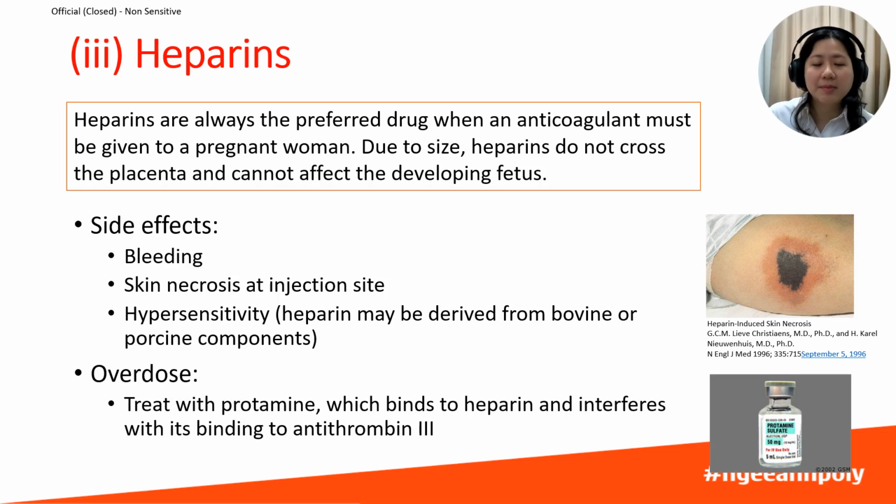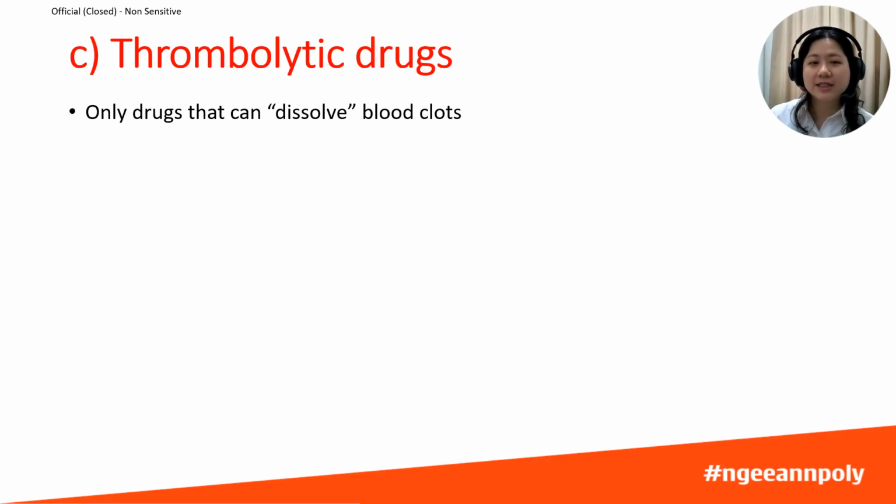In the event of heparin overdose, protamine is given. Protamine binds to heparin and interferes with its binding to antithrombin 3, thus reversing its anticoagulant effects. Finally, let's look at thrombolytic drugs. These are the only drugs that can dissolve the blood clots. In comparison, the antiplatelets and anticoagulants can only prevent further blood clot from forming.